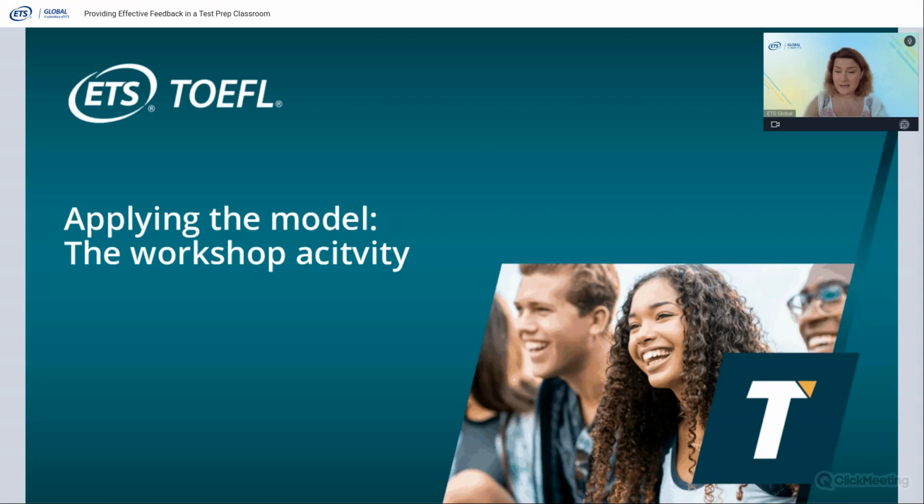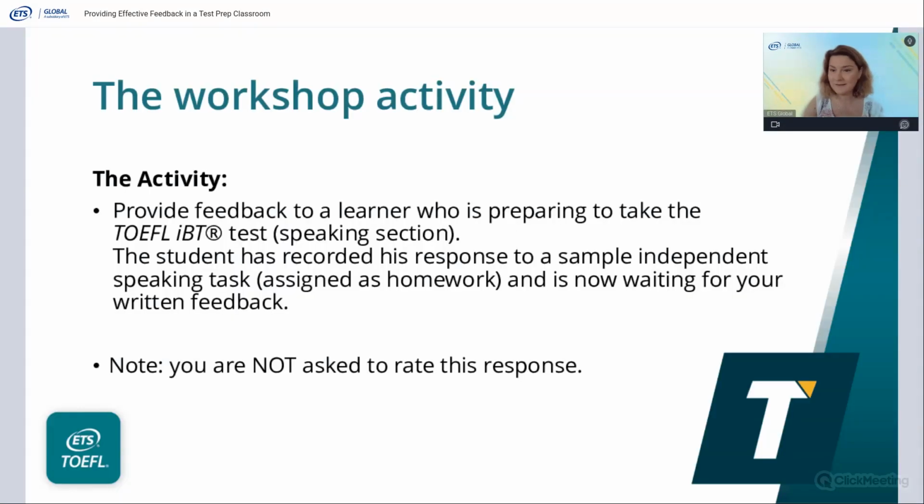Okay, so now we had a bit of a theoretical introduction, and I would like to suggest a short activity. And don't worry, it's not going to be extremely comprehensive. I will just want to encourage you to try out applying some elements of the discussed feedback model for a sample student.